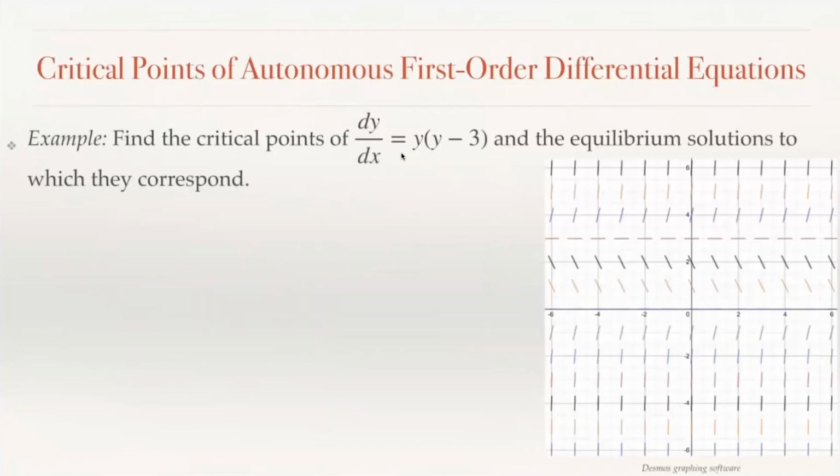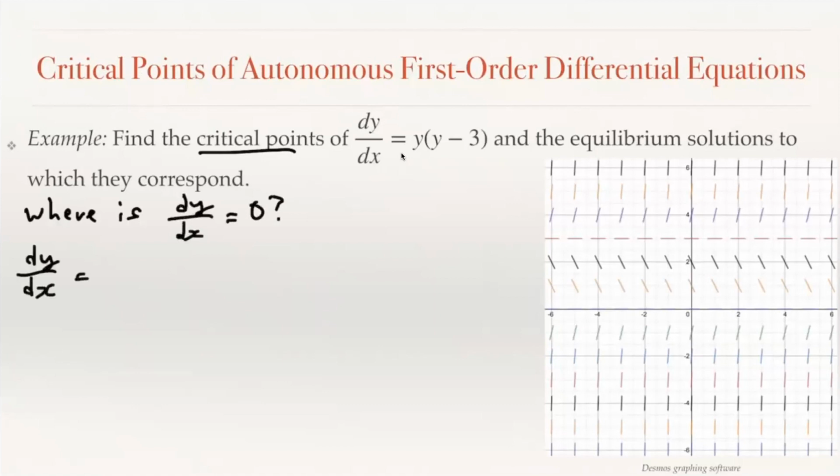So we already found the critical points graphically. Let's find them now algebraically. Find the critical points. That means, where is the slope 0? Well, that means we want dy/dx, which is y times (y minus 3), to be equal to 0. Remember that if a product of two things is equal to 0, then one of them has to be 0. That's typically the main point of factoring, really.